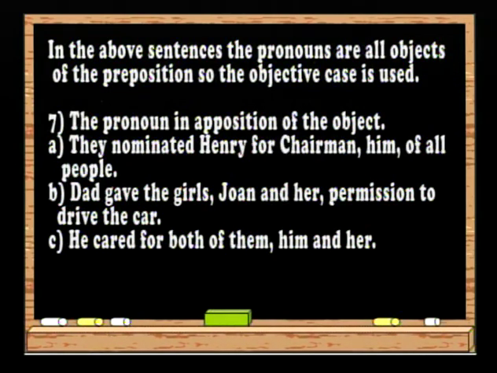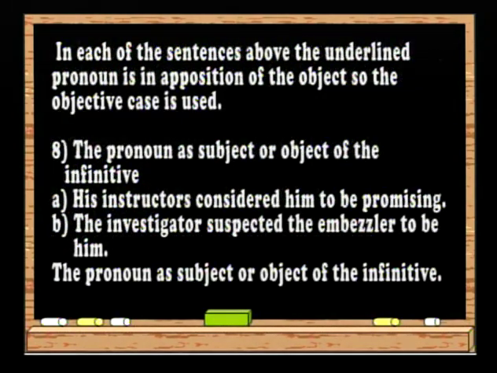The pronoun in apposition of the object. They nominated Henry for chairman, him of all people. Dad gave the girls, Joan and her, permission to drive the car. He cared for both of them, him and her. In each of the sentences above, the underlined pronoun is in apposition of the object, so the objective case is used.